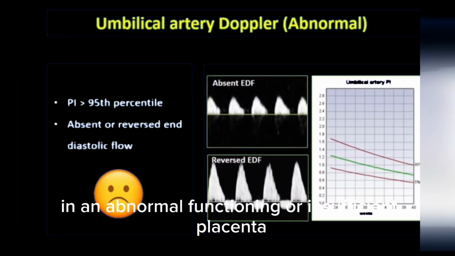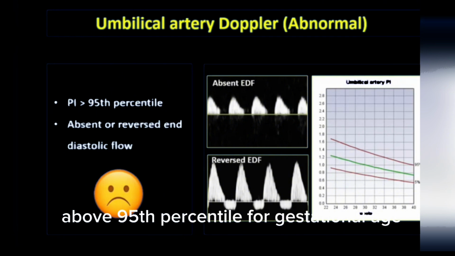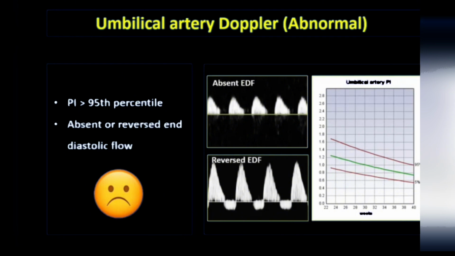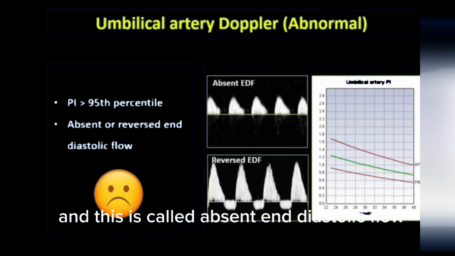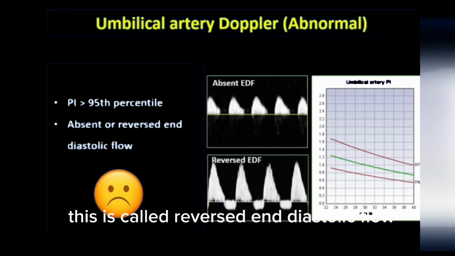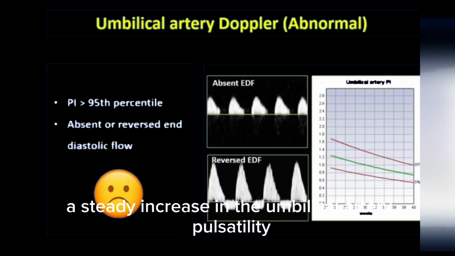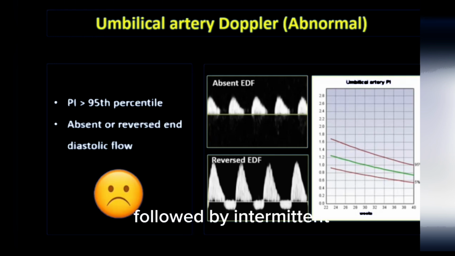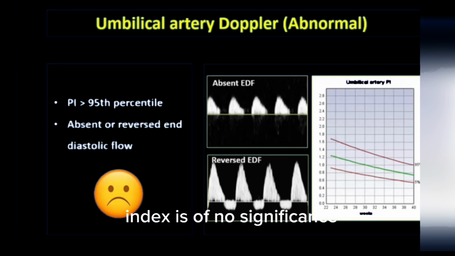In an abnormally functioning or insufficient placenta, the resistance will remain high. This will be reflected by a pulsatility index above the 95th percentile for gestational age. Once the resistance reaches a critical level, blood flow during diastole will be impeded, and this is called absent end diastolic flow. Then, blood flow will be reversed back towards the fetus during fetal diastole. This is called reversed end diastolic flow. So, the natural progression seen in a fetus that is deteriorating would be a steady increase in the umbilical artery pulsatility index, followed by intermittent, then persistent absent end diastolic flow, and finally reversed end diastolic flow. A low umbilical artery pulsatility index is of no significance.